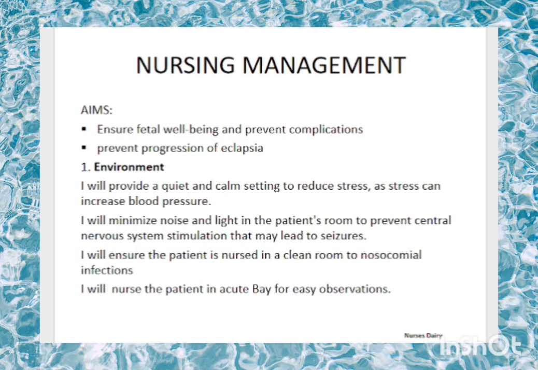And then nursing management. So in nursing management, we will start with our aims, always. So our aims, we will write the 2 aims. Will ensure fetal well-being and prevent complications. Prevent progression of eclampsia as our aim. And then we'll start with environment. We'll talk about where we're nursing this patient. So we'll discuss on environment.